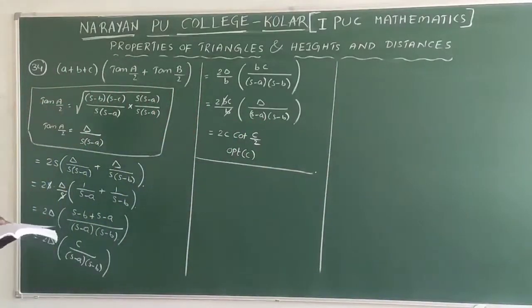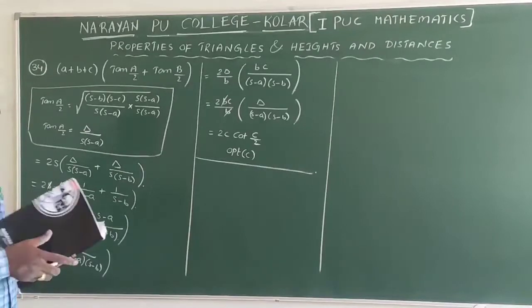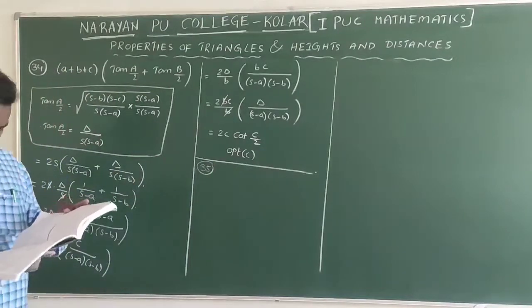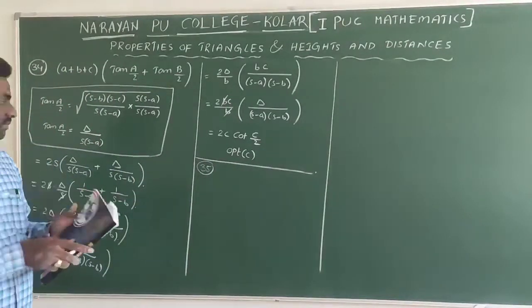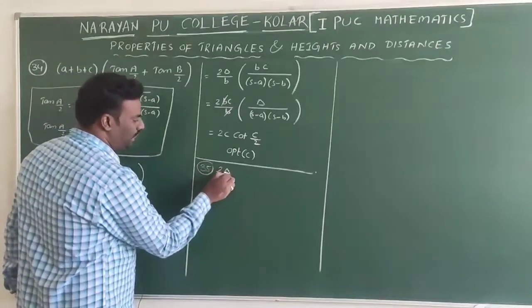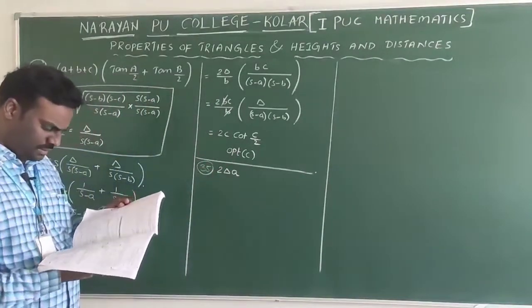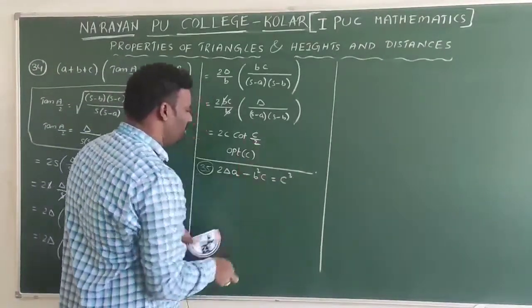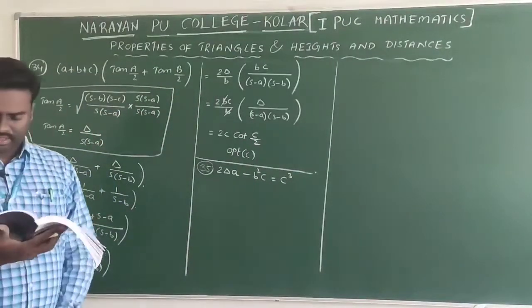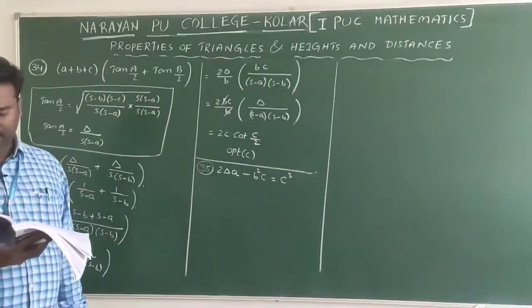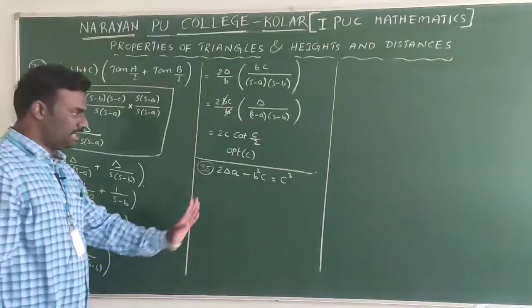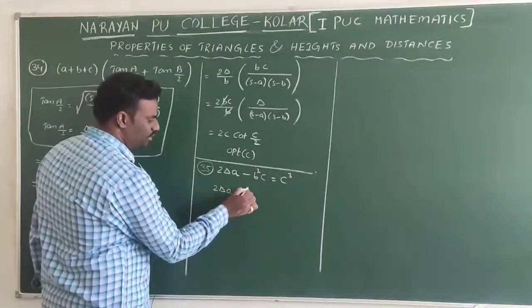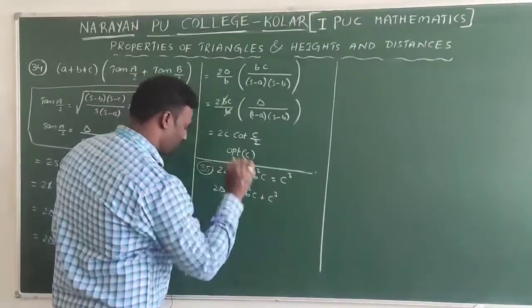Okay. Now next, 35th question. In any triangle ABC, if 2 delta A minus B square C is equal to C cube, then which of the following is possible? Okay. You send this negative term to that side. 2 delta A is equal to B square C plus C cube.